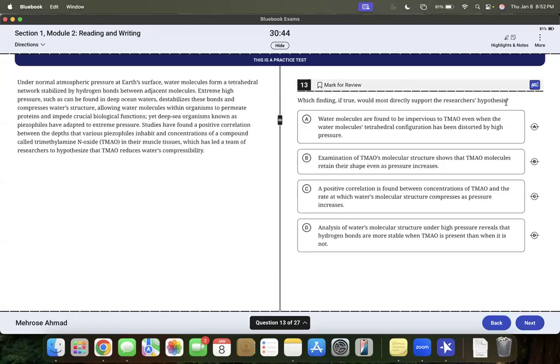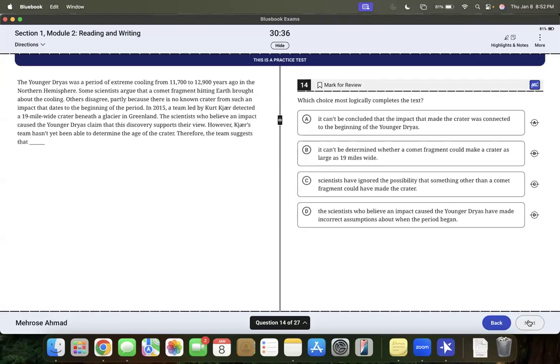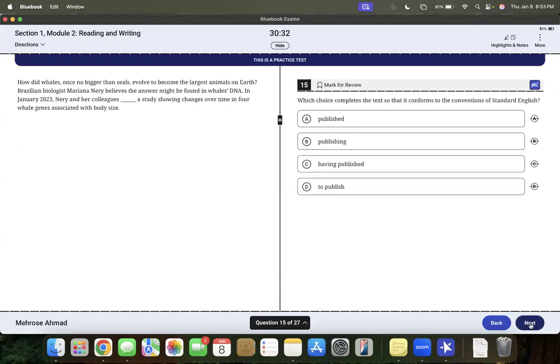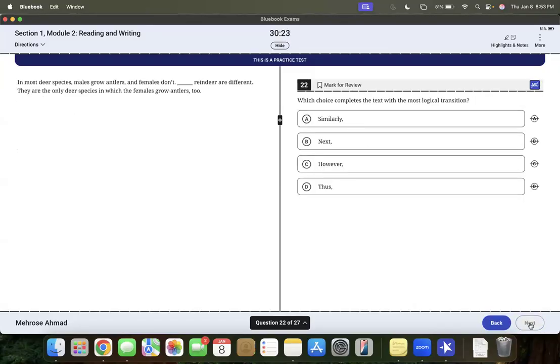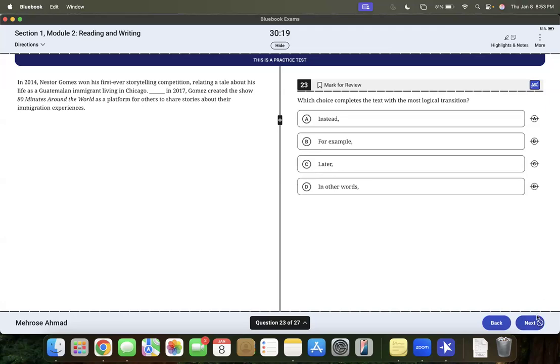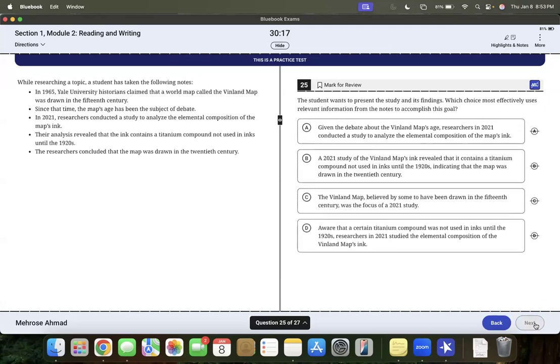Which finding, if true, would support the research hypothesis? So again, it requires close reading, requires that you understand a specific detail, the hypothesis, and then connect that to the choices. Process of elimination is best. What choice completes the text? We did a lot of questions like this. I just want to make sure that we go through all the different types of questions so everyone's familiar with what they should study for or what resources they should use.